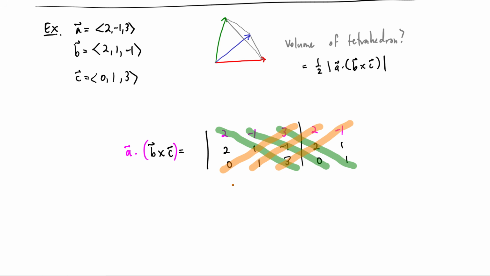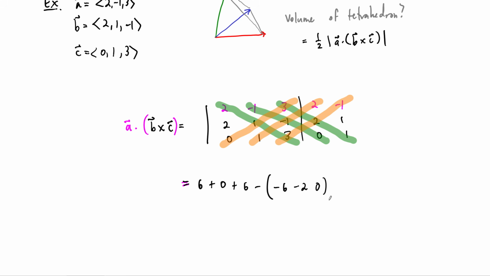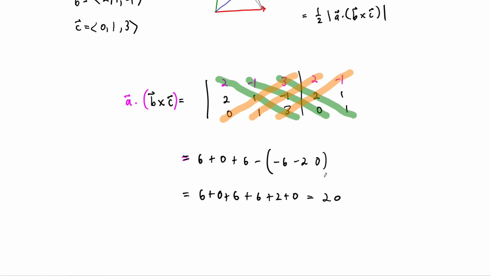And this right here is going to give us the volume, maybe negative, right? But the volume of the tetrahedron we'll still have to divide by 2. But this is going to give us what? It's going to be 2 times 1 times 3. So 6 plus, this is 0, plus 6. And then we subtract these off, right? So I'm going to do a big subtraction. So this one is going to be -6. This one's going to be -2, and this one's going to be 0. All right, and so what we have here is 6 plus 0 plus 6 plus 6 plus 2 plus 0, and this is 20.